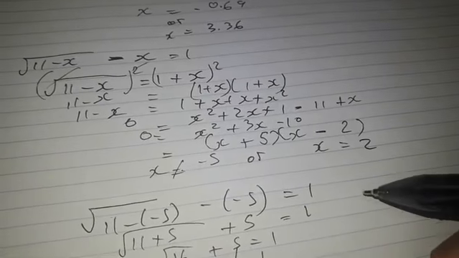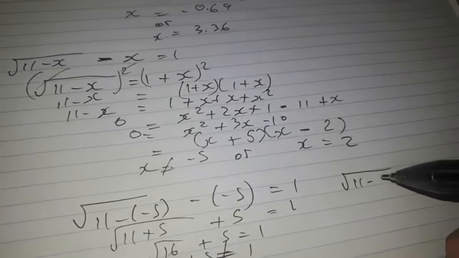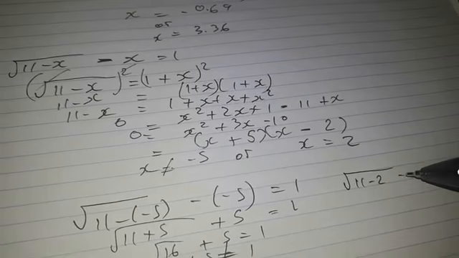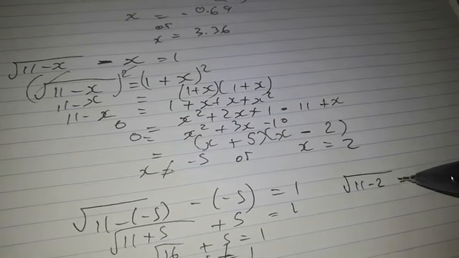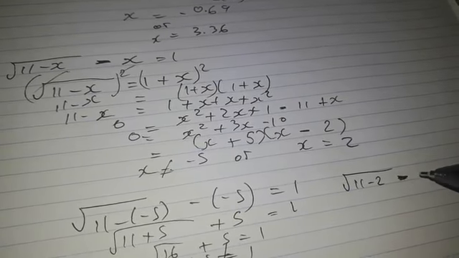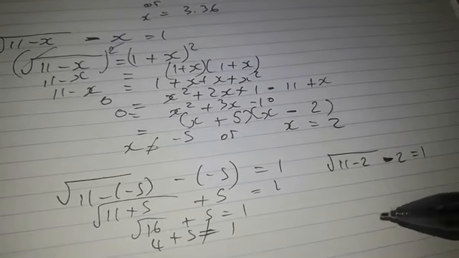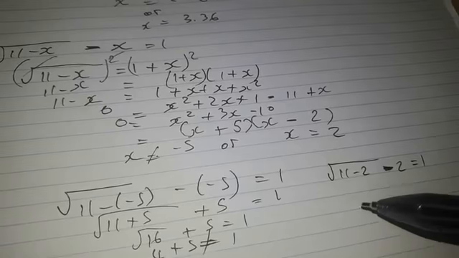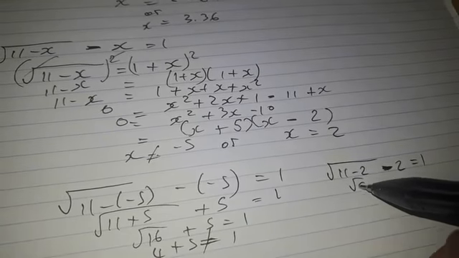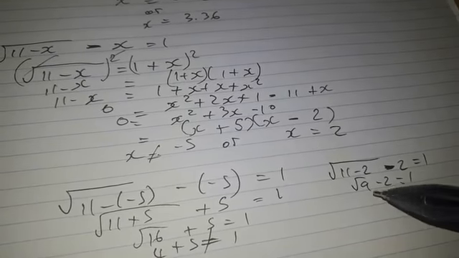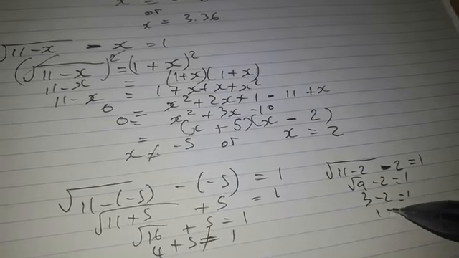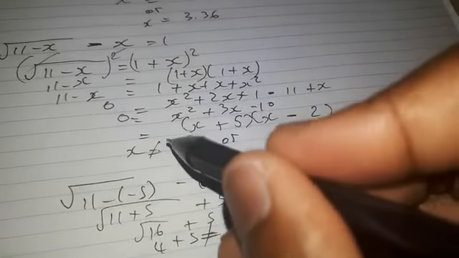The 2 we can have here: 11 minus 2 equal to, no, x is 2, so that's going to be -2 there. Let's see if this is equal to 1. This is going to be 11 minus 2, that's 9, and the square root of 9 is 3. So this is 3 minus 2, which is definitely equal to 1. So this works out, this does not.